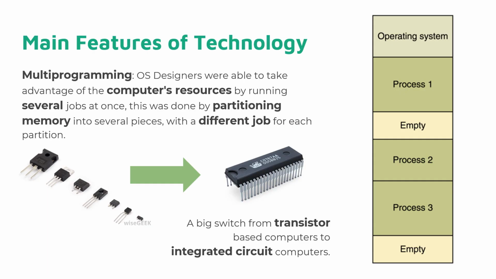So, which were the main features of technology? Well, multi-programming was developed in the 60s, and the OS designers were able to take advantage of the computer's resources by running several jobs at once. This was done by partitioning memory into several pieces with a different job for each partition. A big switch from transistor-based computers to integrated circuit.